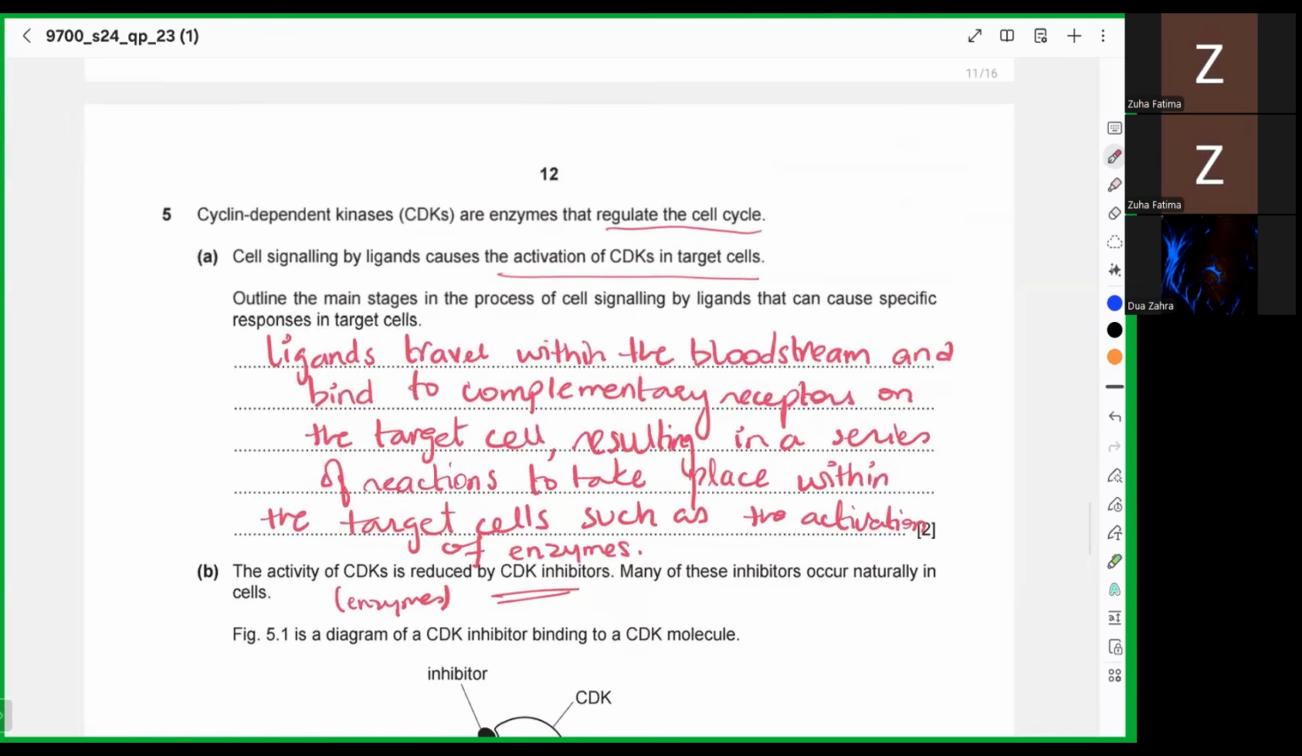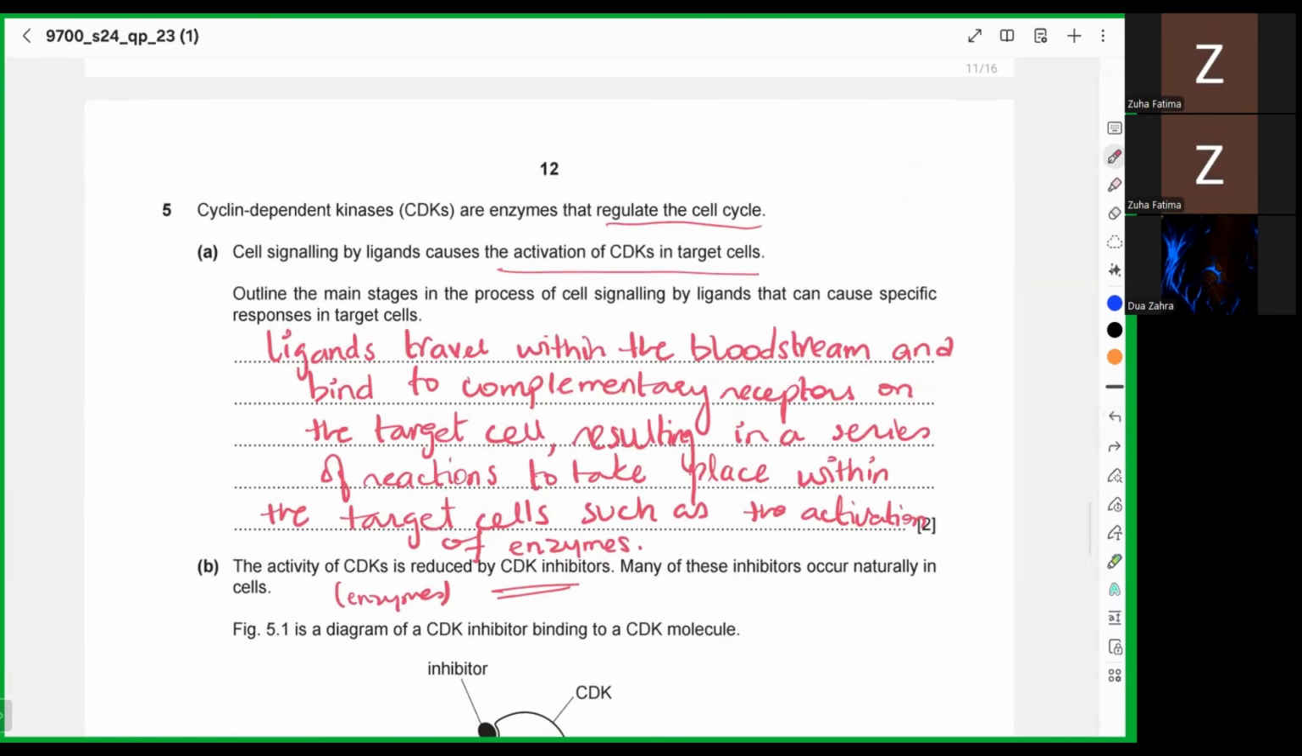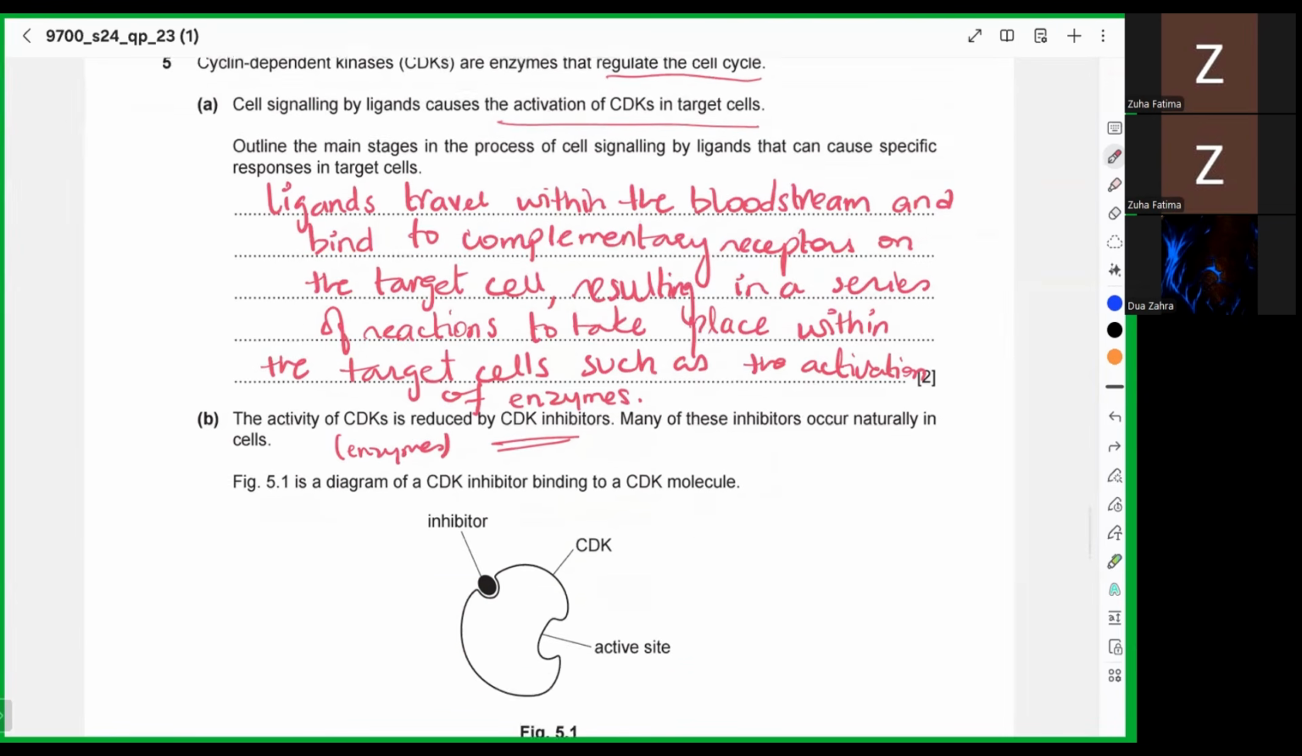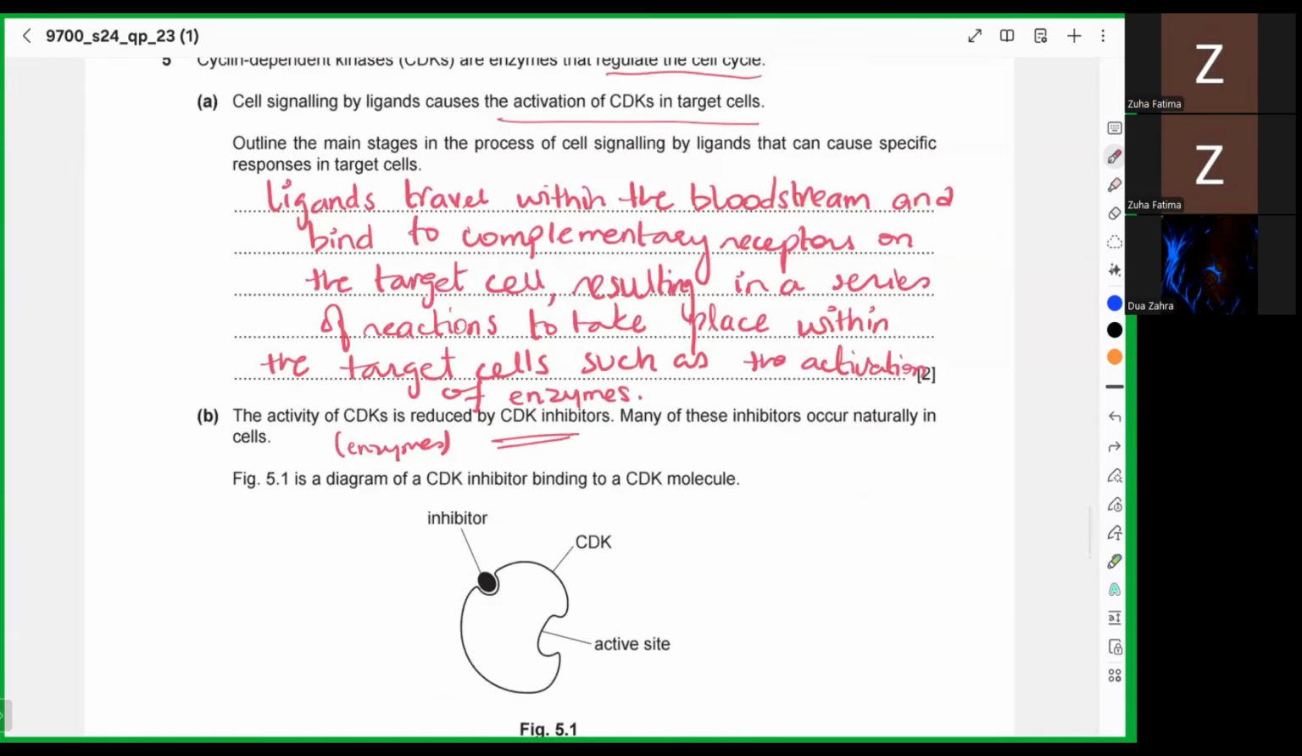You only need to know this much information about cell signaling: that cell signaling molecules are produced from the site of production, from the site of origin, and they travel or are transported by the circulatory system in the bloodstream. They bind to complementary receptors on the target cell. Once they bind to the complementary receptors, they trigger enzyme cascade reactions, or a series of reactions within the target cell. That's all you need to know about cell signaling. You should also know the scientific term for cell signaling molecules: ligand.